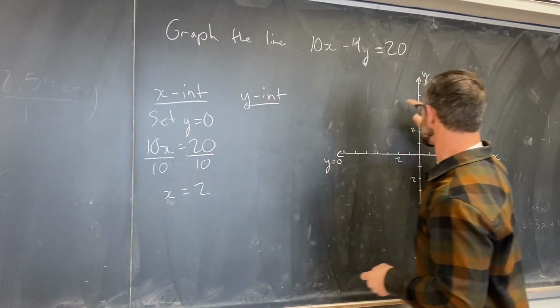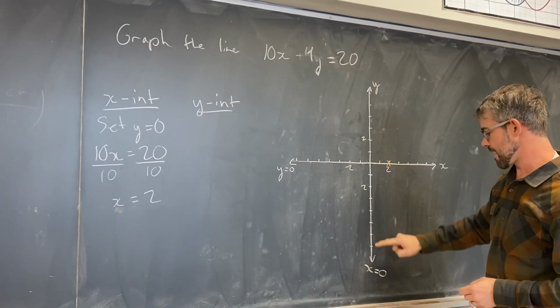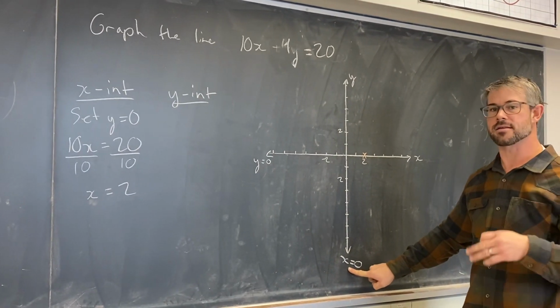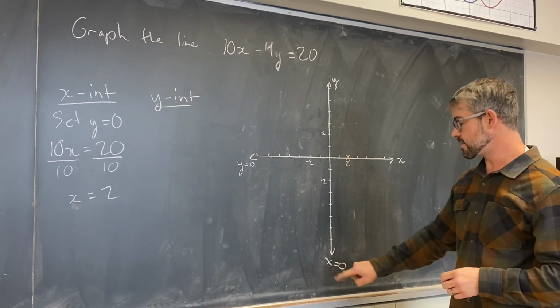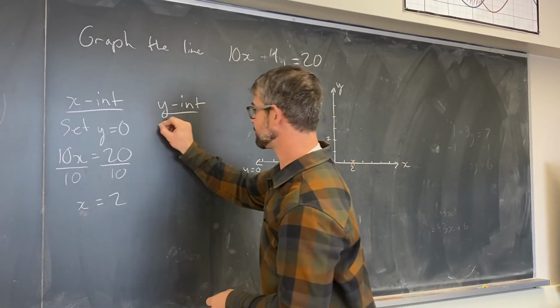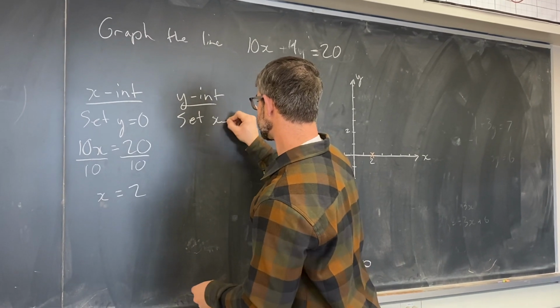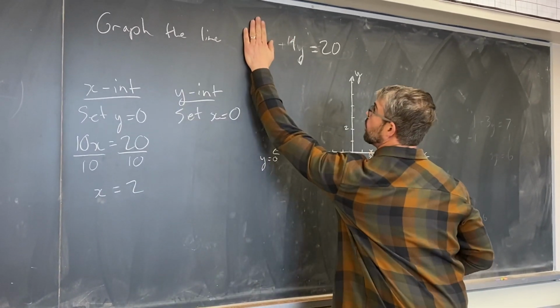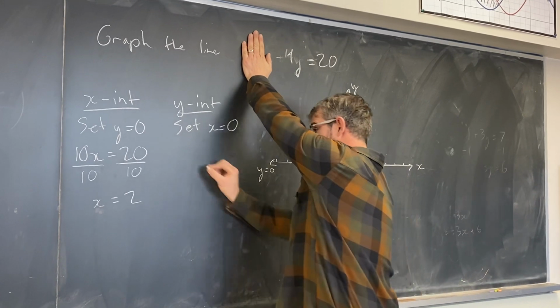Now for my y-intercept, I know it's wherever the line crosses this axis. And remember, every point on this axis has an x-coordinate of 0. So I set x equal to 0. And what remains is 4y equals 20.